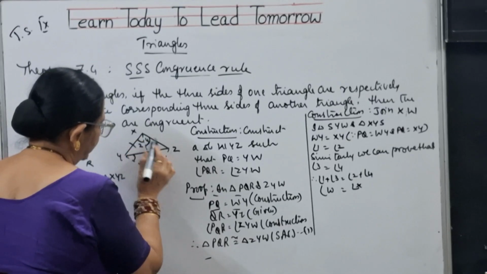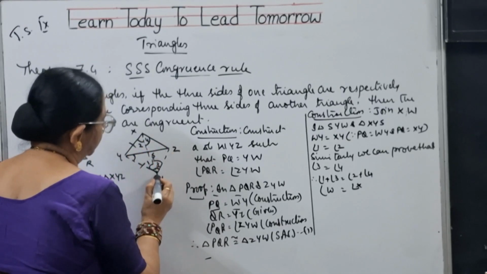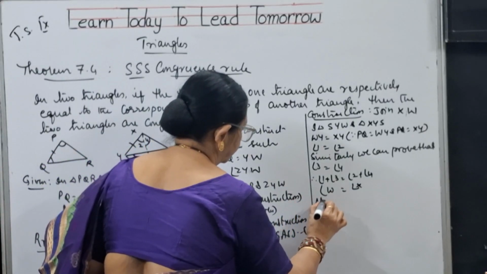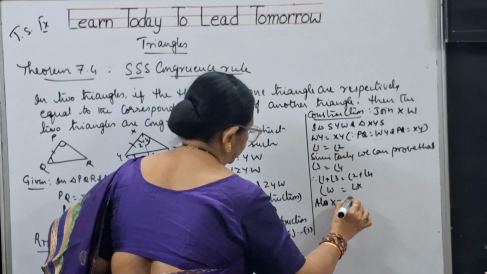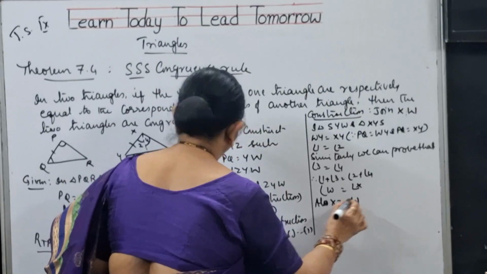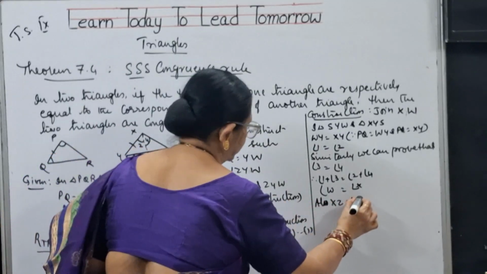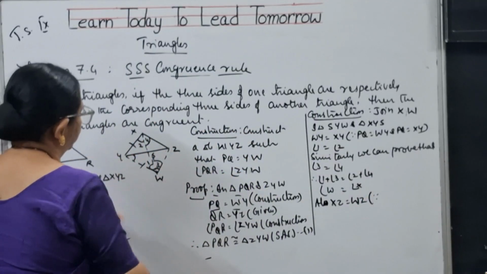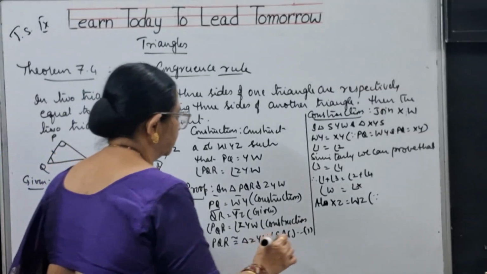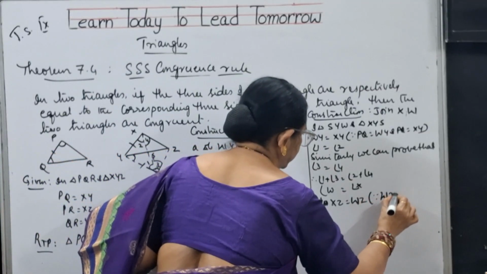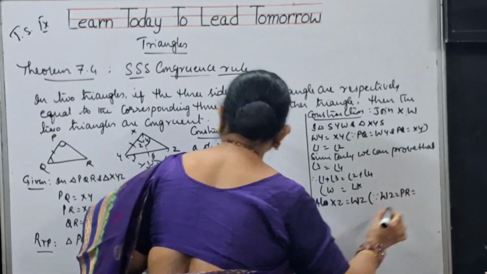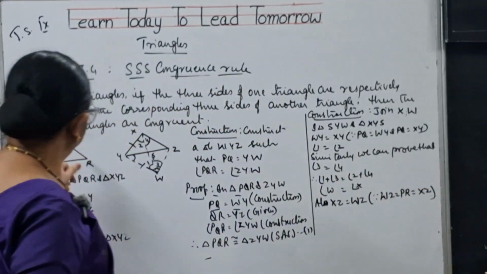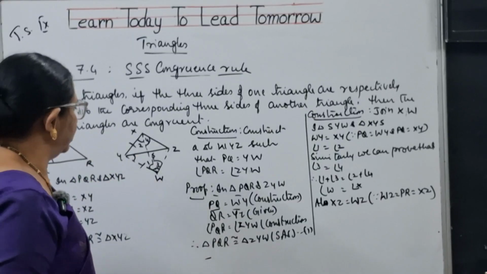And XZ is equal to WZ. Why is it? Because WZ is equal to PR, and PR is equal to XZ, which is already given to us.